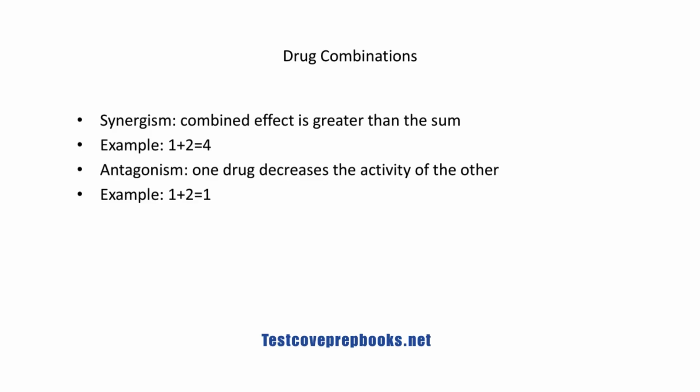Finally, drug combinations. Sometimes, combining drugs can enhance or diminish effectiveness. Synergism occurs when the combined effect of two drugs is greater than the sum of their individual effects. In other words, 1 + 2 = 4. Antagonism, however, happens when one drug decreases the activity of the other. Here, 1 + 2 results in only 1.